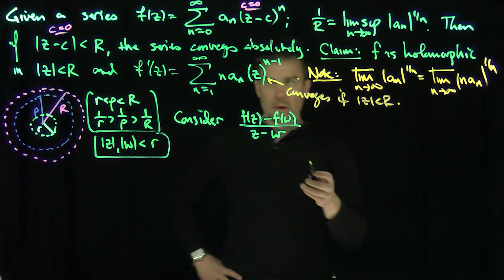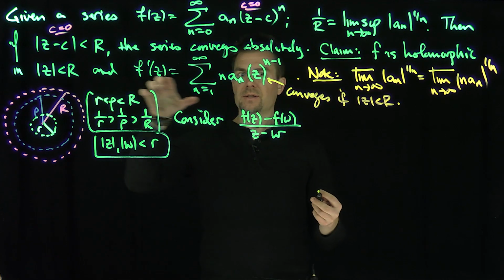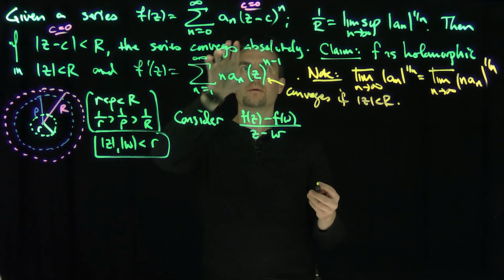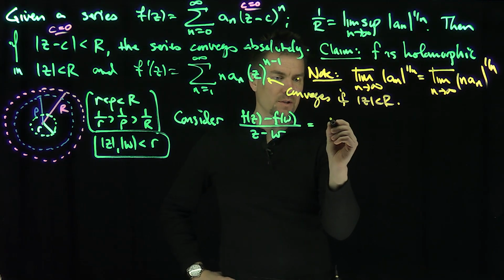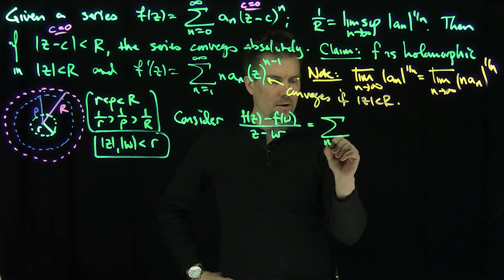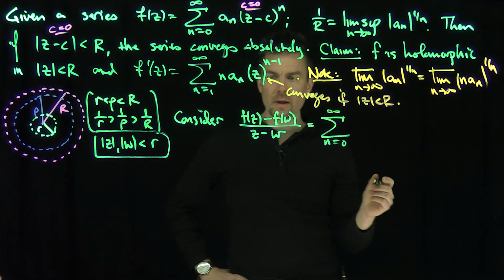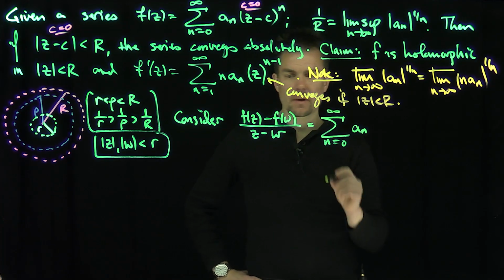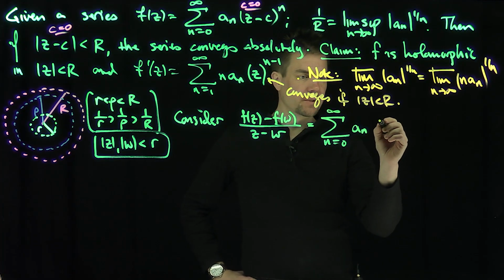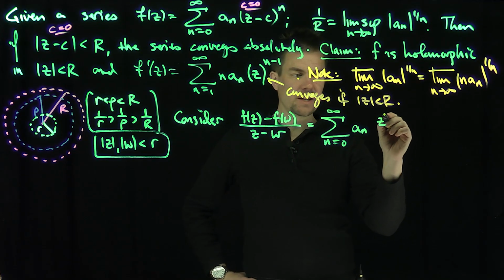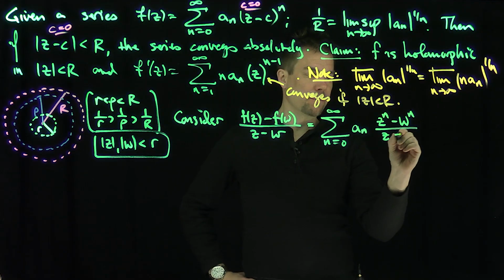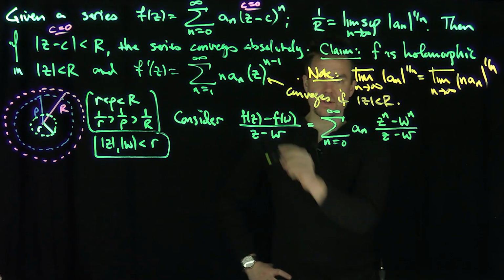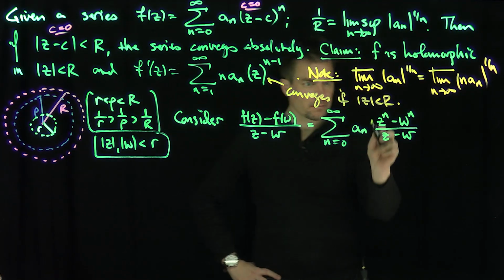And then what will this look like? Well, I can simply just plug it into this series over here, in other words, the series a_n z to the power n. So this is going to be the sum, n goes from 0 to infinity, of a_n times z to the power n minus w to the power n over z minus w. Okay? So in other words, that's what this difference quotient is, right?